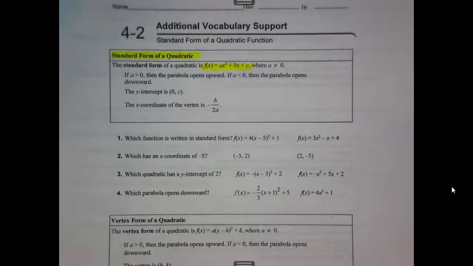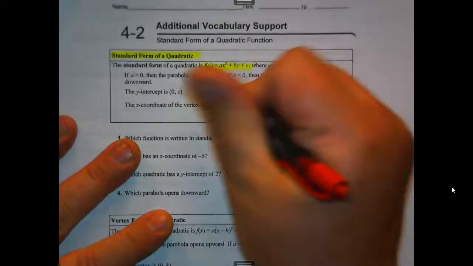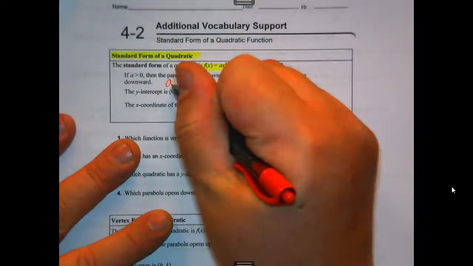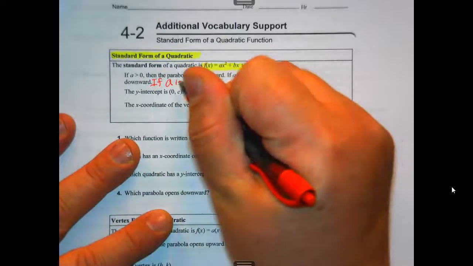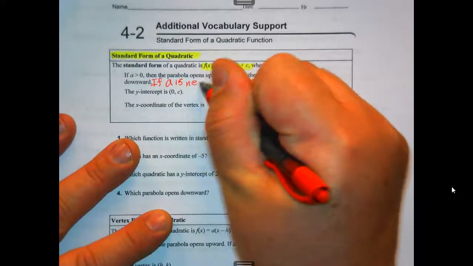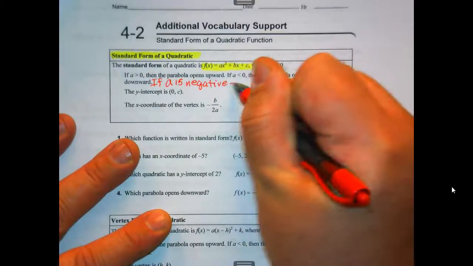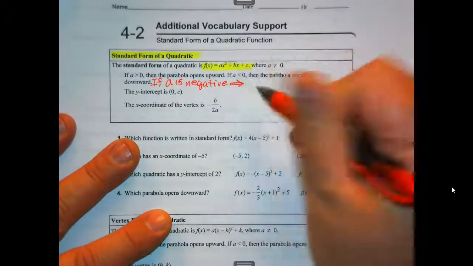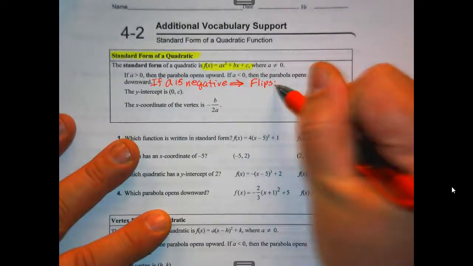Very good. Okay, this whole thing about a: if a is greater than 0, the parabola opens upward, and if a is less than 0, the parabola opens downward. We know what the translations are, right? If a is negative, what happens to my parabola? Flips or opens downward?